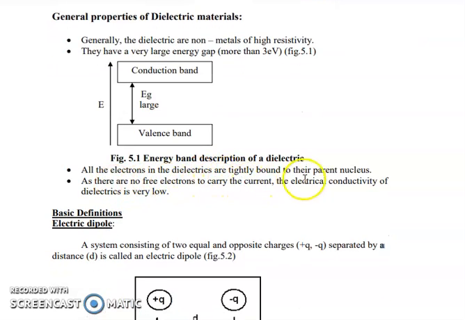All the electrons in the dielectrics are tightly bound to their parent nucleus. So no electron is left free in the conduction band. Since there are no free electrons in the conduction band, the electrical conductivity of the dielectrics is very low.